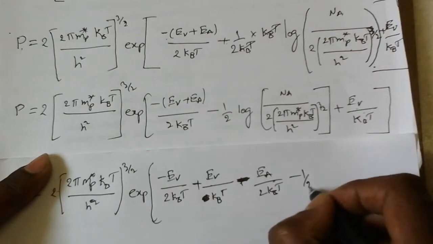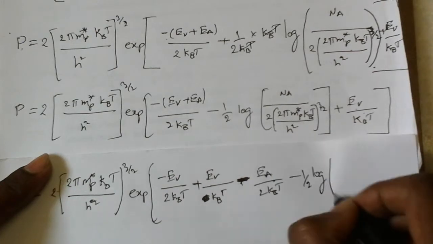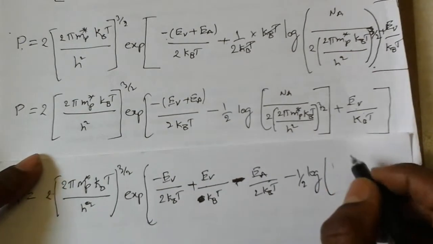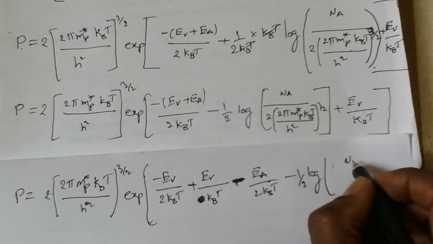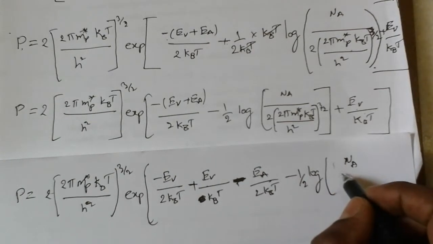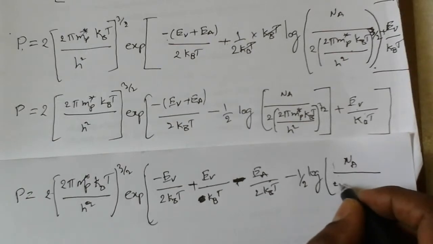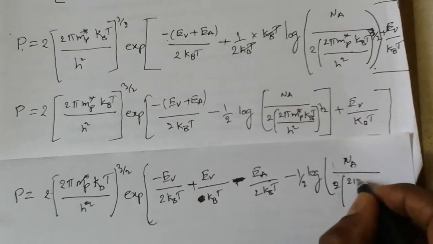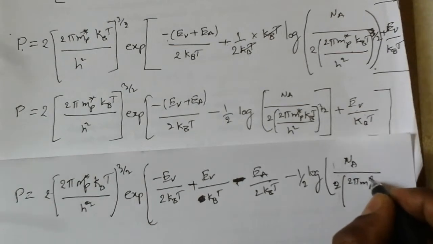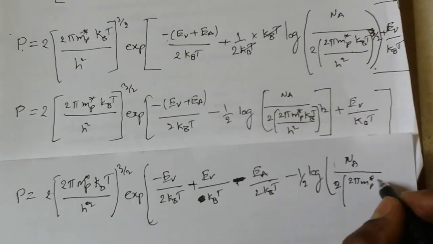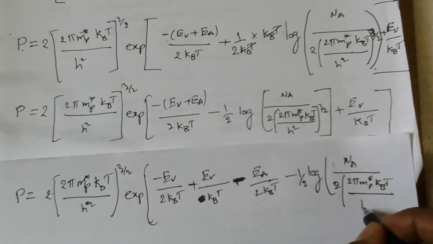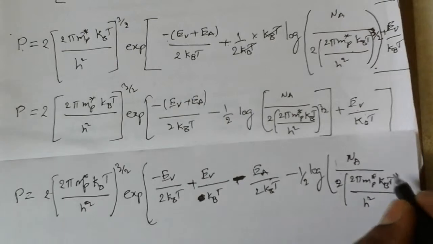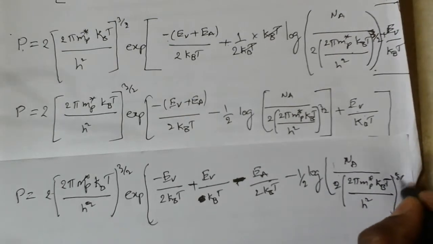Minus 1 by 2 log N_A by 2 into 2 pi m_p star k_B T by h square, whole power 3 by 2.